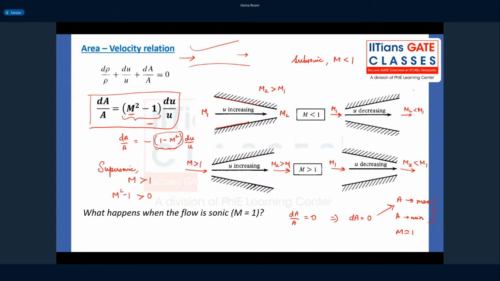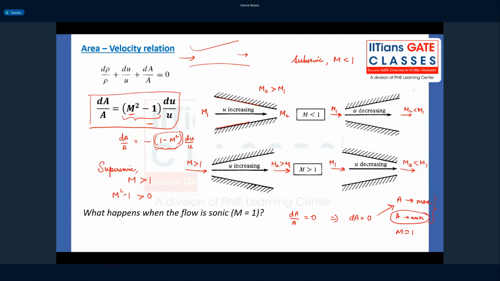It should be minimum, right? That is the only physical possibility, because if you go for the maximum case, then you don't know how much maximum your area can be. It could be infinity, right? So that is not very physically possible. So the minimum condition is the physically possible one.